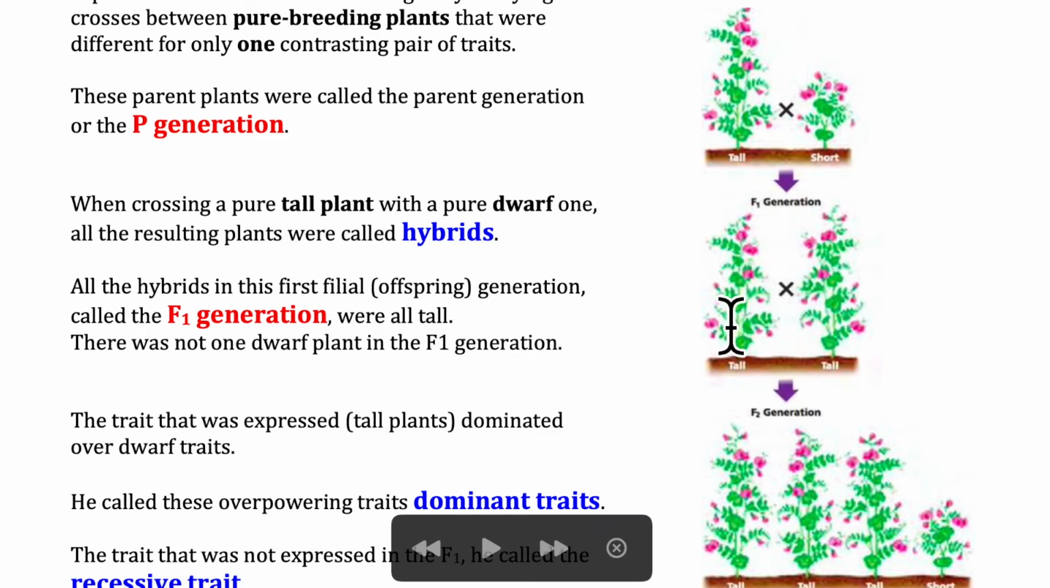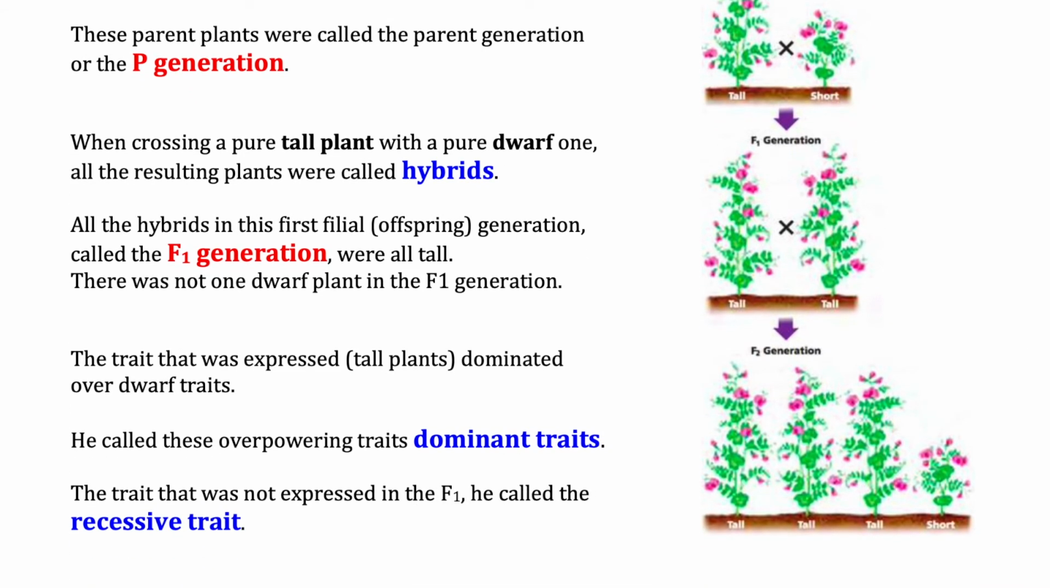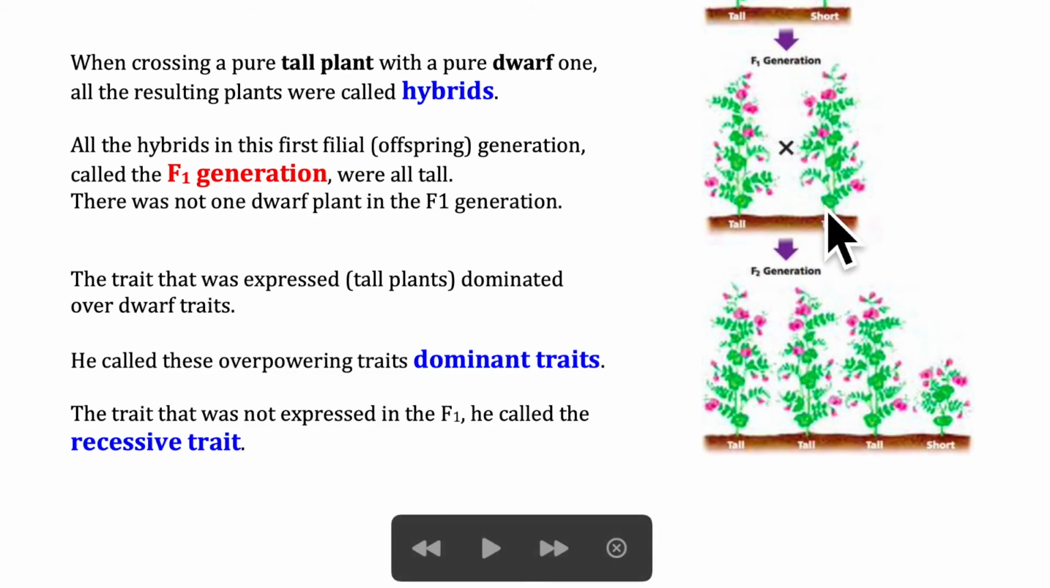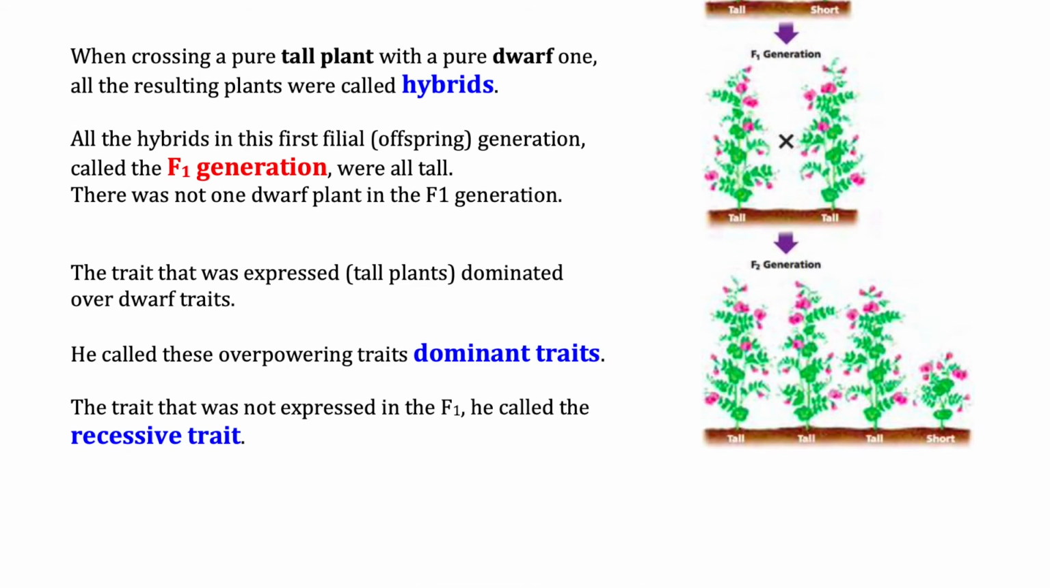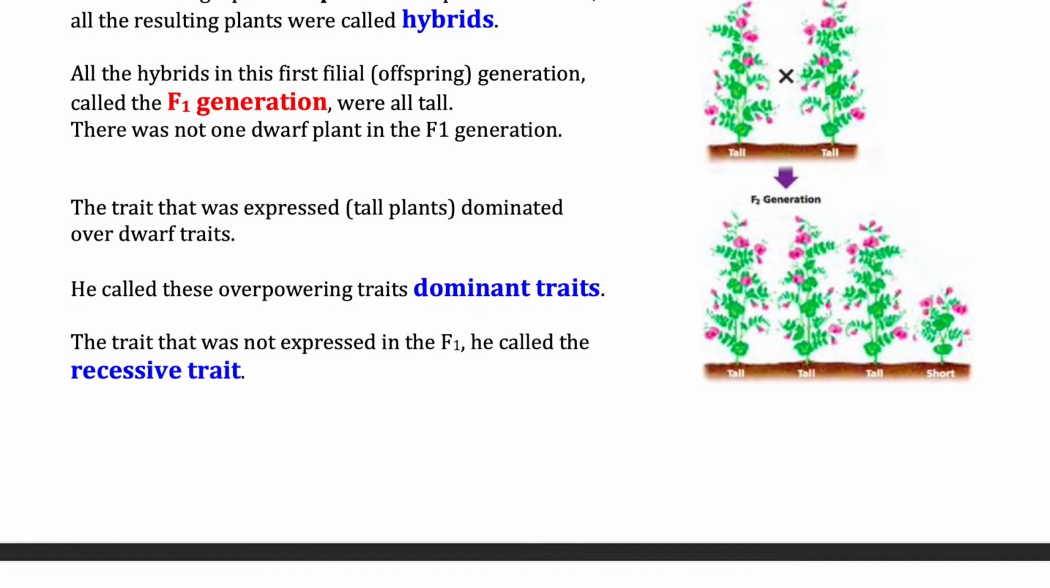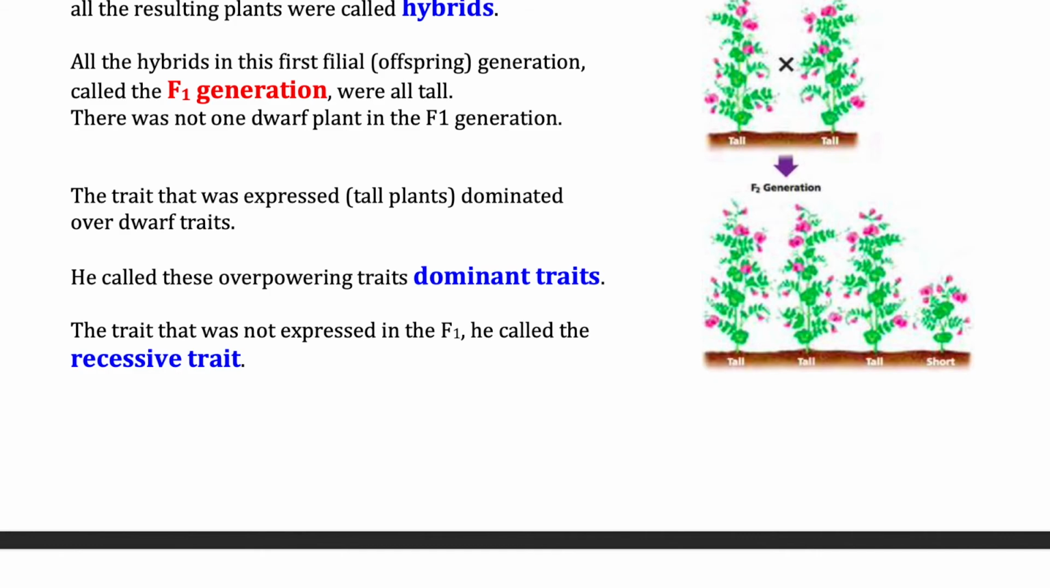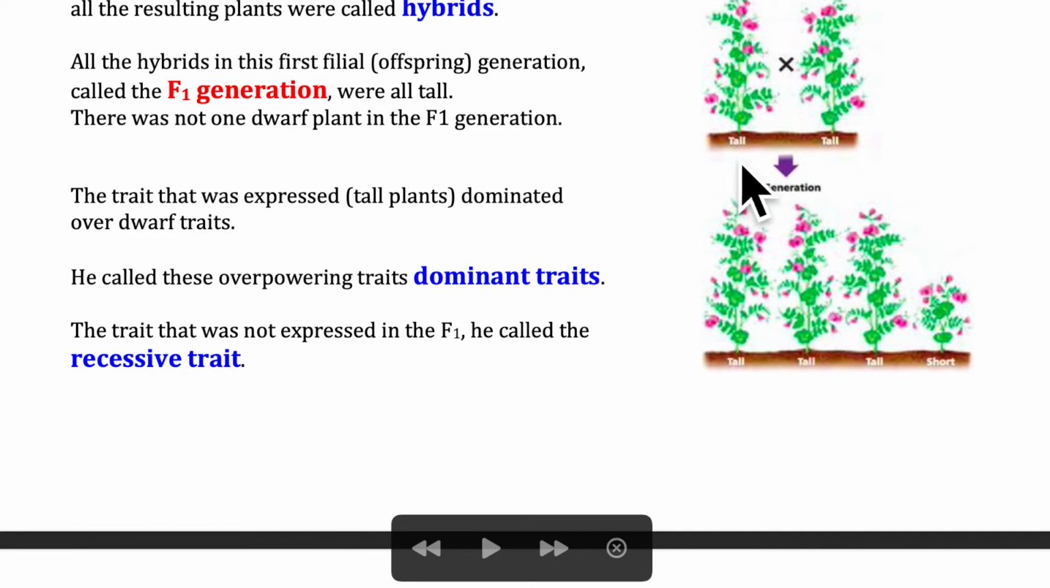All the hybrids in this first filial offspring generation, called the F1 generation, were all tall. There was not one dwarf plant in the F1 generation. The trait that was expressed, tall plants, dominated over dwarf traits. He called these overpowering traits dominant traits. The trait that was not expressed in the F1 he called the recessive trait.